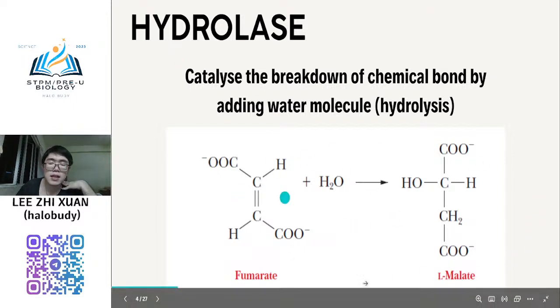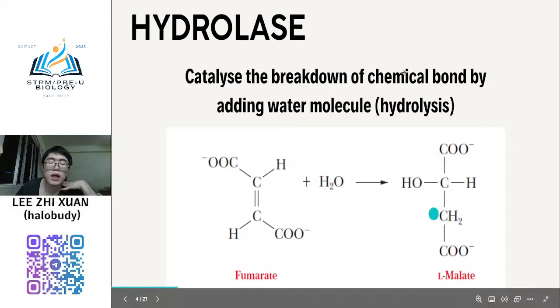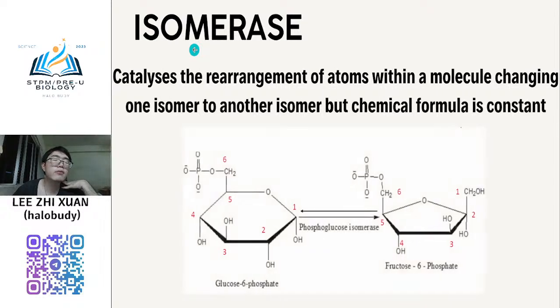So this is the example. When Krebs cycle one, fumarate to malate, the enzyme is fumarase, right? So ada water, right? Hydrolysis reaction, hydrolyze. So okay, so you can use the example. Use this example. Senang pun. Okay. Another one is isomerase.